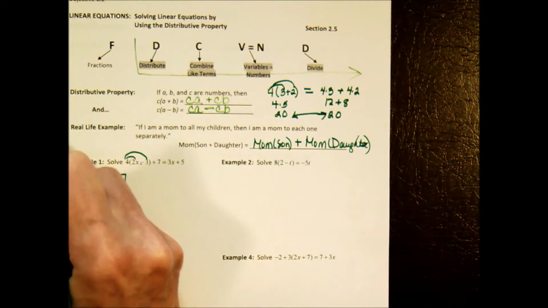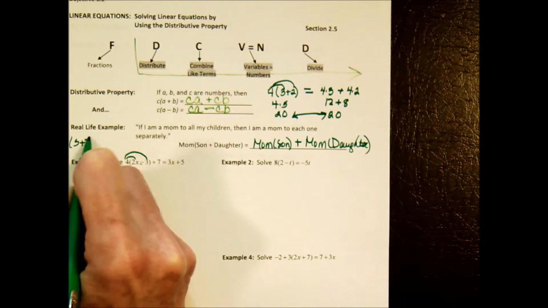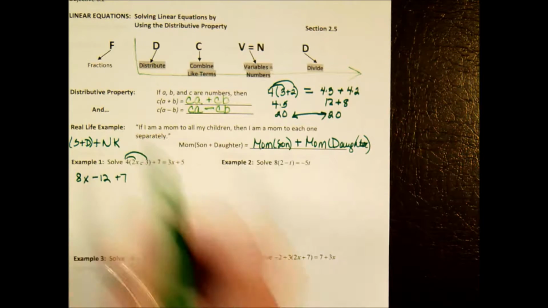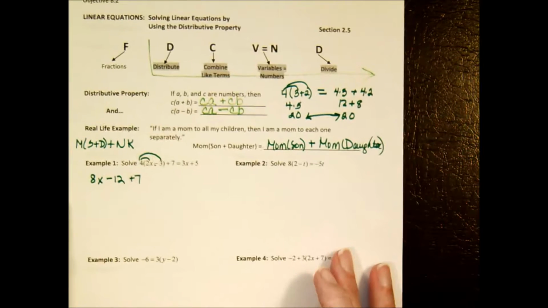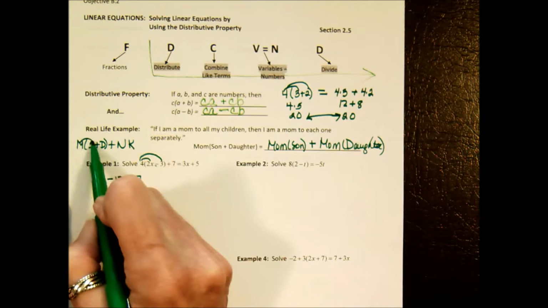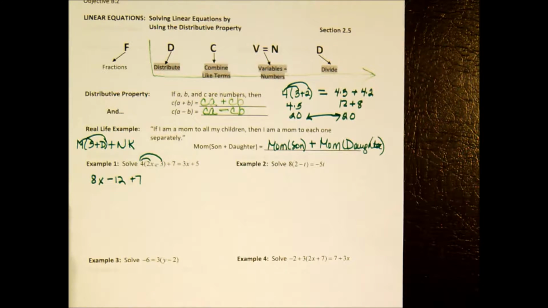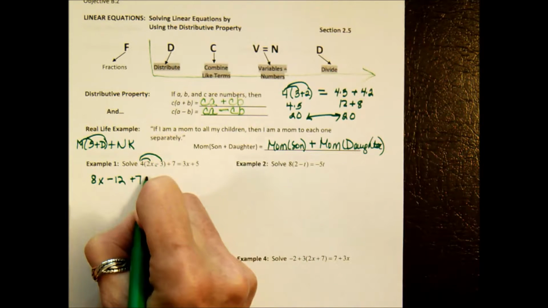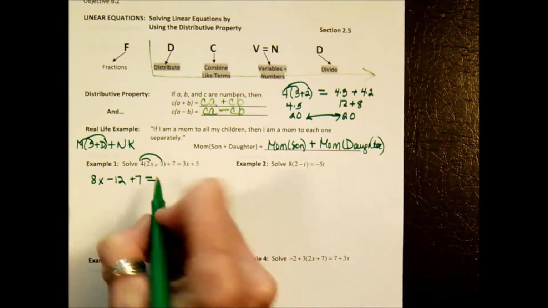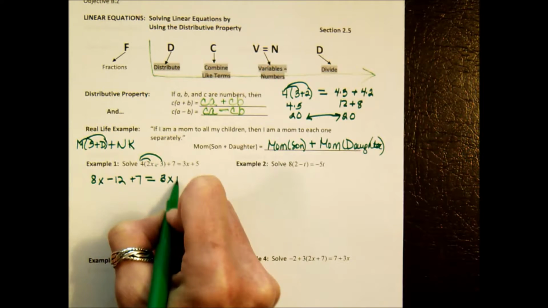That's like saying I'm a mom to my son and daughter, and then I have these neighborhood kids that I don't have to be mom to. I just distribute myself to the son and the daughter, but not the neighborhood kids. I know that's kind of weird, but it's a good way to think about it. On the other side, I don't have a distributive property, so I'm just going to write that.